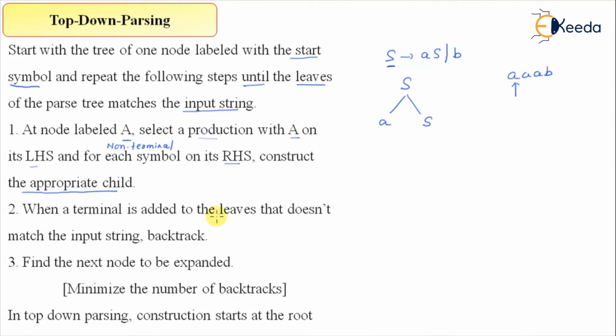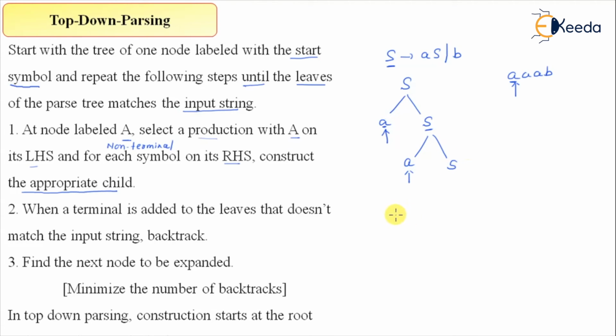When a terminal is added to the leaves and does not match the input string, then backtrack. So I have added a terminal A over here, and if this A does not match, then I'll backtrack. So here it matches. Find the next node to be expanded. So now there is a terminal, and the next node to be expanded is this S. So again I'll go and match this A and S. So this is again the second terminal matches.